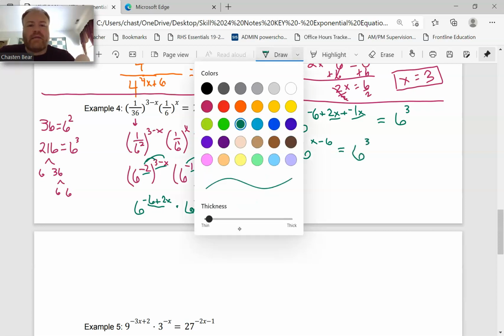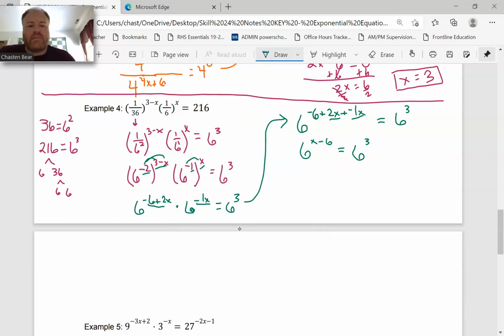And now we can set our exponents equal. x minus 6 equals 3. So add 6 to both sides and we get x equals 9. Okay, that's how we do it.